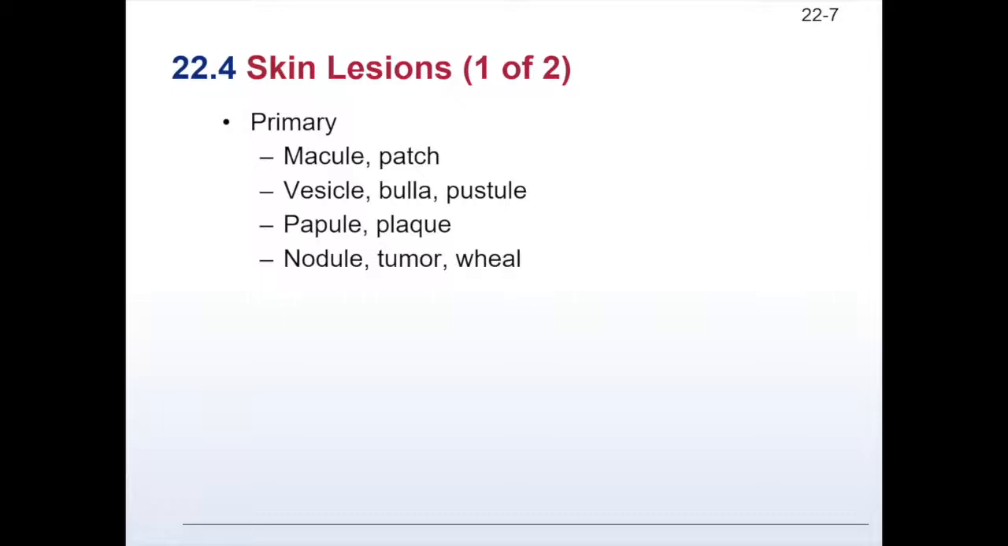Vesicle is a small, superficial, circumscribed elevation of the skin, less than 0.5 centimeters, that contains serous fluid. Pustule is a small, less than 1 centimeter in diameter, circumscribed superficial elevation of the skin that is filled with purulent material. It can also be described as a vesicle filled with pus.